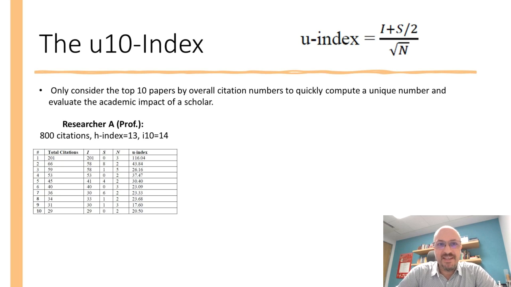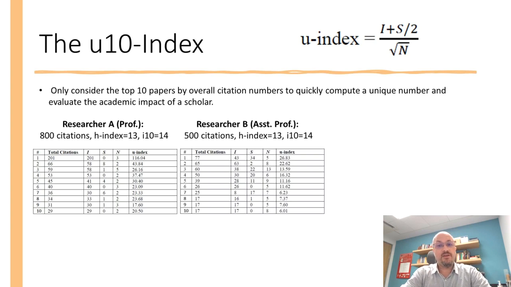As another case that we can quickly check is a variation of this. It could be the U10 index, that we can get by adding together the U-indices for the top 10 papers in number of citations that a specific researcher has. So we can have an example here for three hypothetical researchers. One could be a professor with 800 citations and an H-index of 13 and I10 of 14 that has a small number of self-citations and also used to work in small groups.